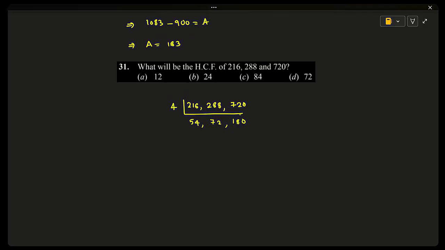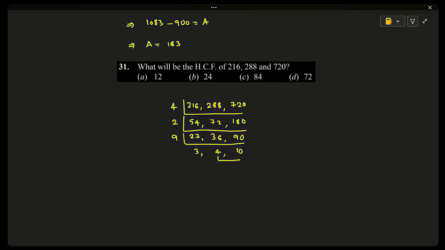Now, again, are these numbers divisible by 4? No. It's only divisible by 2. 2 into 27 is 54, 2 into 36, 2 into 90. Now these are divisible by 9. 9 threes are 27, 9 fours are 36, 9 tens are 90. So 3, 4, 10 are not divisible by any number other than 1.